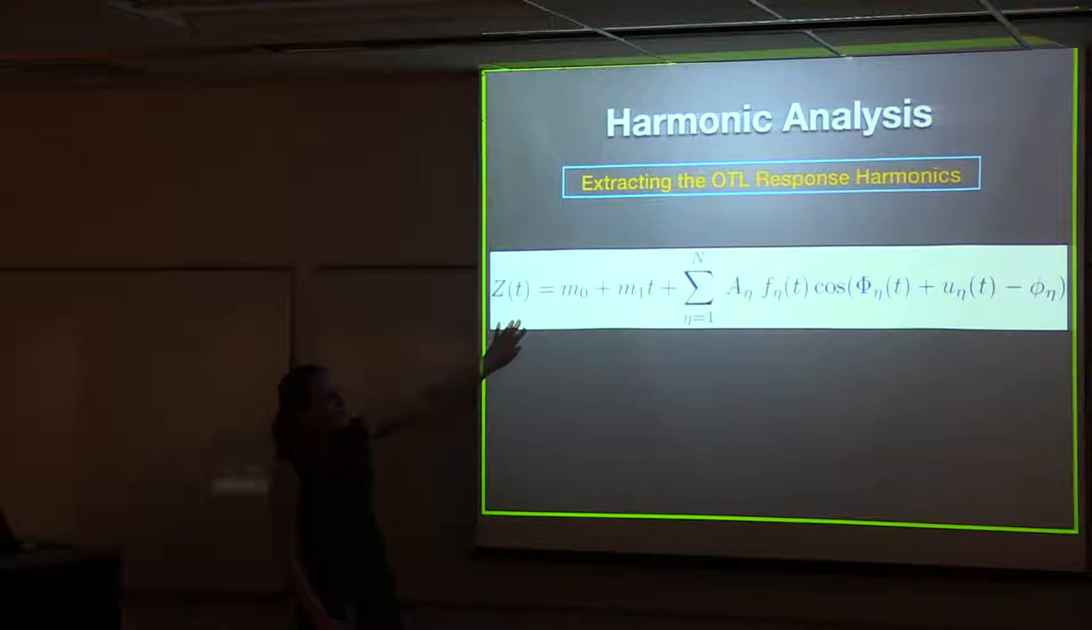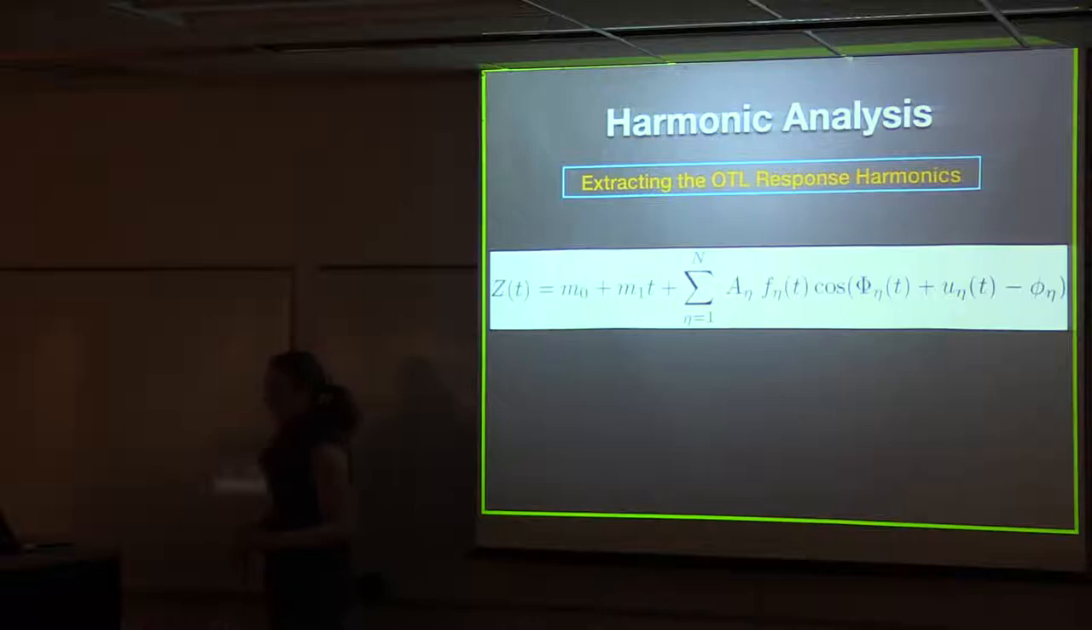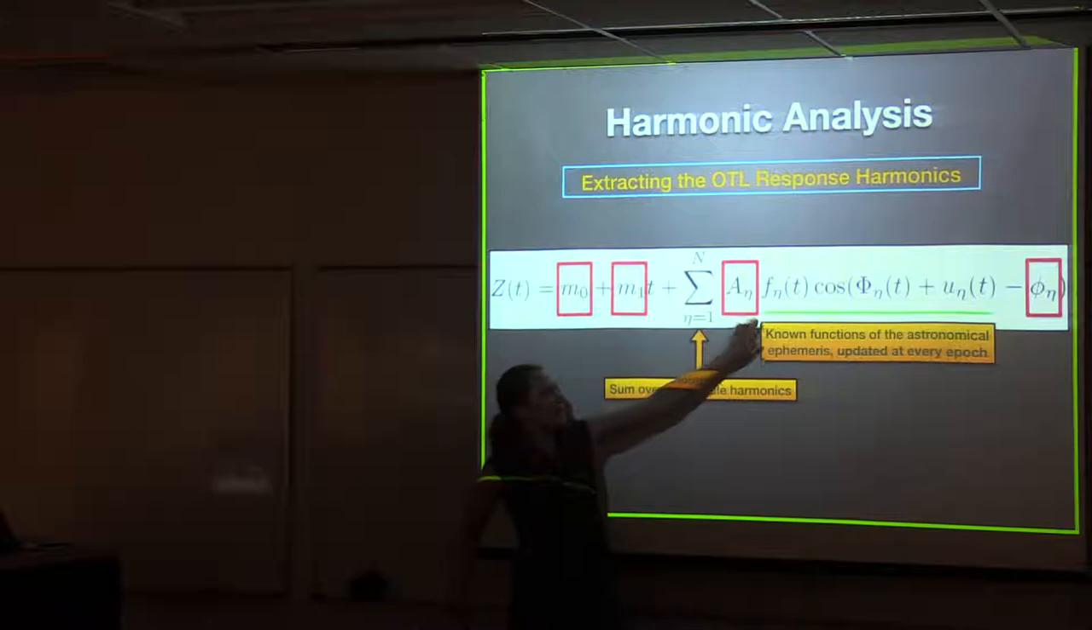First of all, this is the result, the displacements that are in the time series. We have a constant offset term, we have a linear trend. But then this part over here that's in the summation, this is the information that we want to solve for each of our tidal harmonics. Essentially, we're looking for an amplitude and a phase.